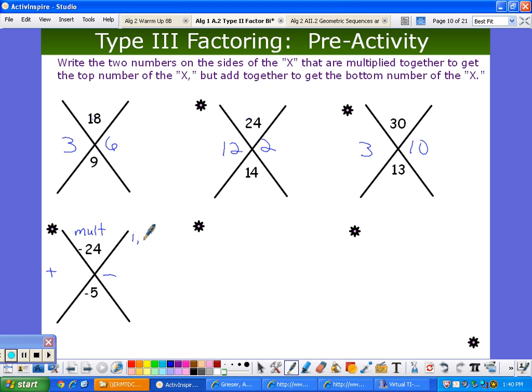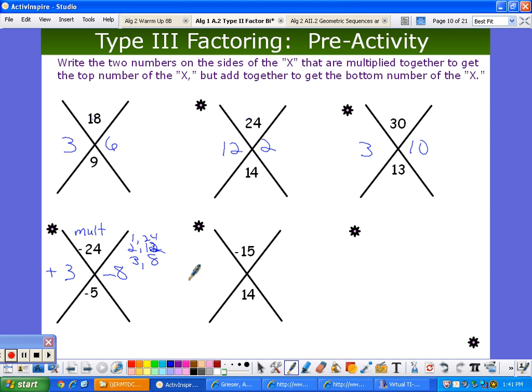What do you think? Let's see, is it 1 and 24? Do they subtract to 5? 2 and 12? No, it's 10. 3 and 8? Yes! Alright, now I have to figure out who's positive, who's negative. Result here is negative 5. So 3 is positive and 8 is negative. Now, I will tell you right now, are you going to mix these up sometimes? Yes. So check it. Just add. Negative 8 plus 3 is negative 5. So that you don't mess that up.